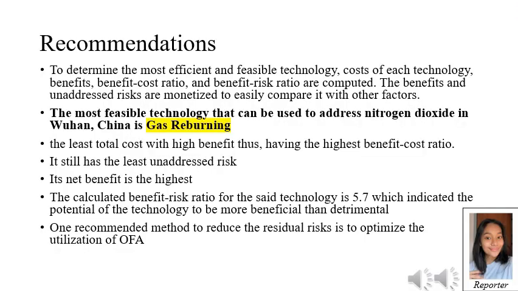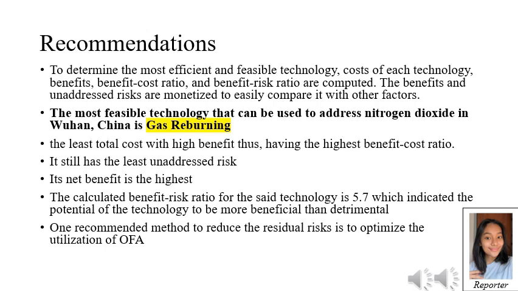To determine the most efficient and feasible technology, cost of each technology, benefits, benefit-cost ratio, and benefit-risk ratio are computed. The benefits and unaddressed risks are monetized to easily compare them with other factors. The most feasible technology that can be used to address nitrogen dioxide in Wuhan, China is gas reburning technology. It has the least total cost with high benefit, thus having the highest benefit cost ratio. Its net benefit is the highest compared to the other two suggested technologies.